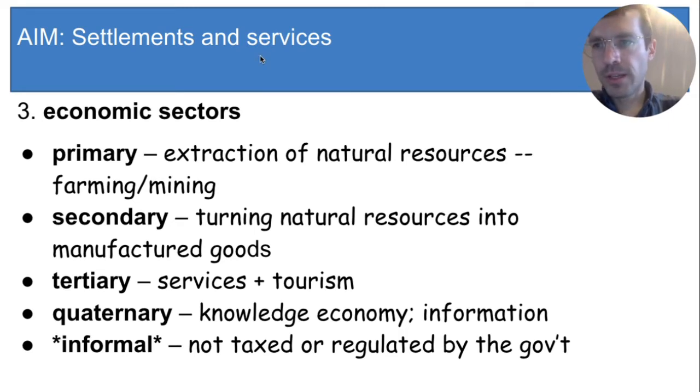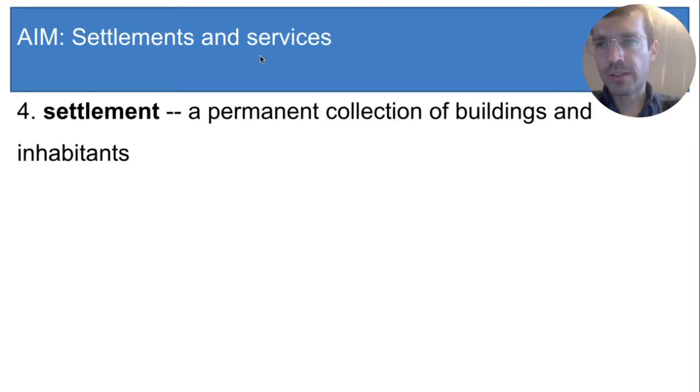All right, now let's learn a new word, settlement. A settlement is any collection of buildings and inhabitants. Settlements come in different sizes. A village is a small type of settlement, while a city is a larger one.